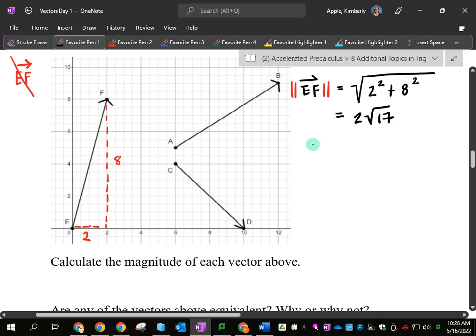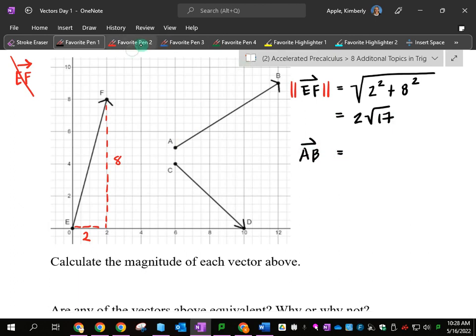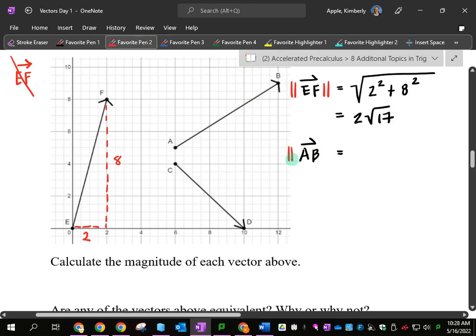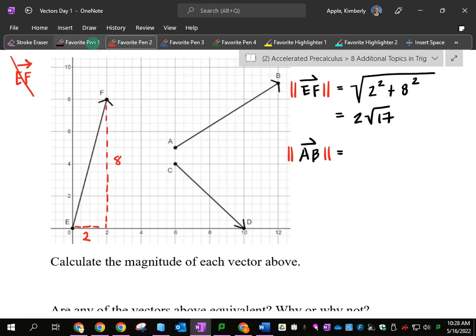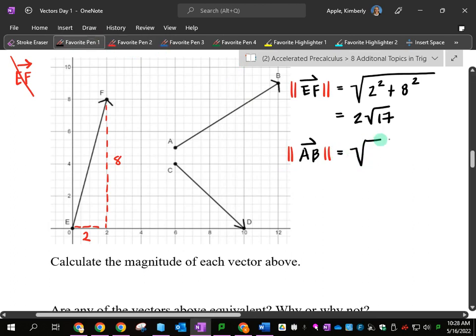All right, I've got another one here. I've got vector AB, so we'll denote that vector AB, and I want to find the magnitude. Again, if you see these two vertical lines, that means it wants the magnitude. This would just be 6 and then 4. So that would be 6 squared plus 4 squared.